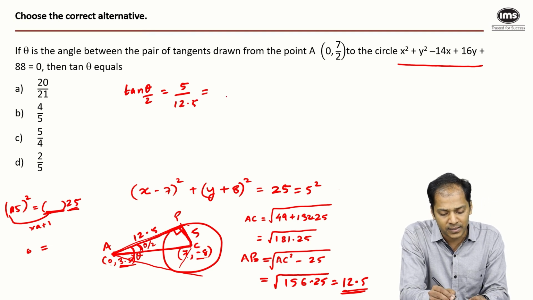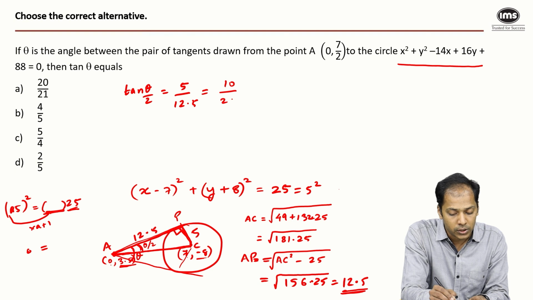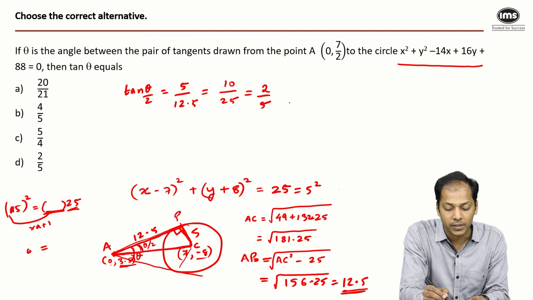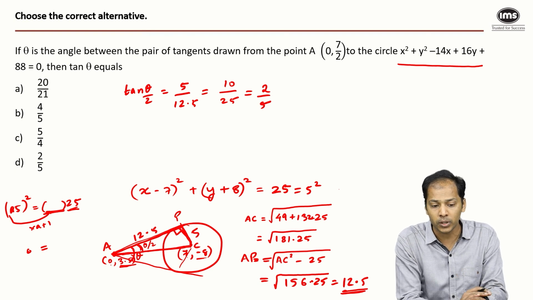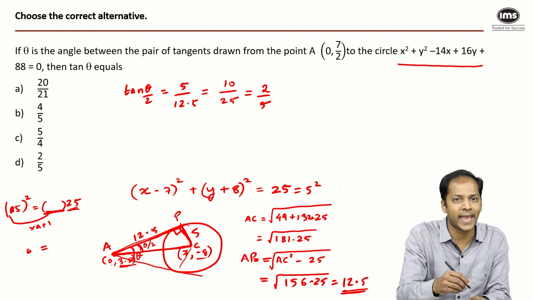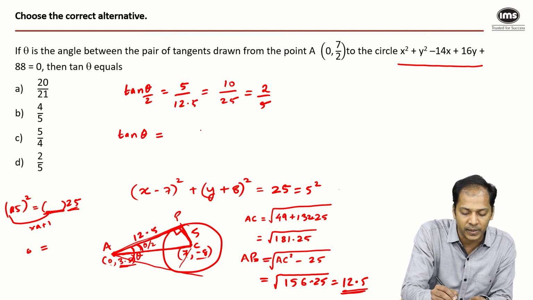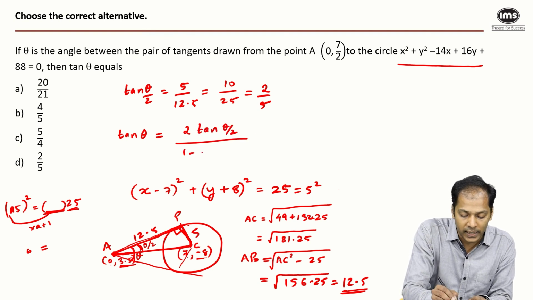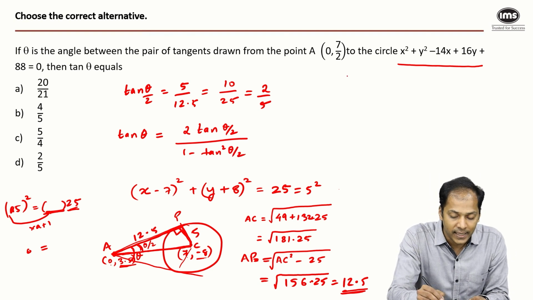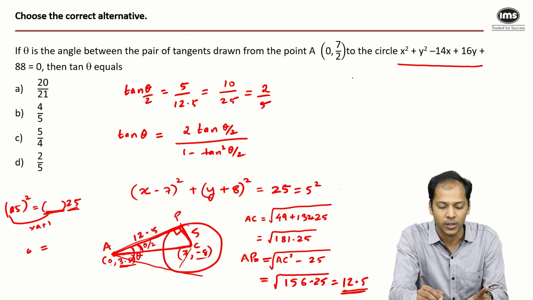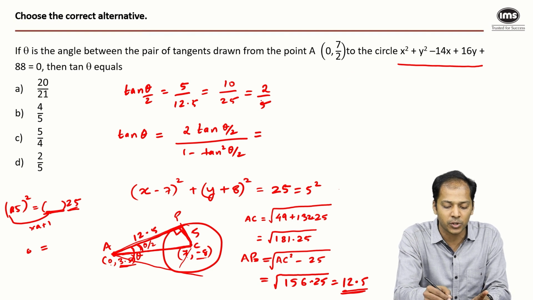If you further simplify this, double it, so that becomes 10 upon 25. And cancelling out the 5, we get it as 2 by 5. So tan of theta by 2 is 2 upon 5. And if you know the tan of multiple angles, using tan of theta by 2, if I had to find tan of theta, that would be simply 2 times tan of theta by 2 upon 1 minus tan square theta by 2. I've simply used the formula tan of 2a is 2 times tan of a upon 1 minus tan square a.